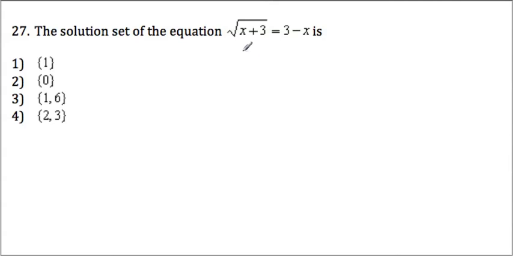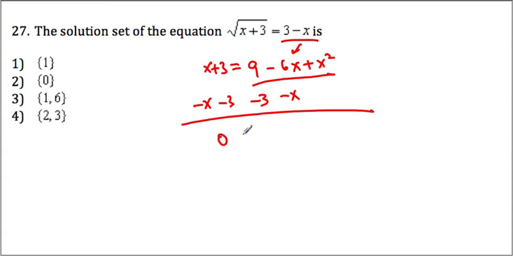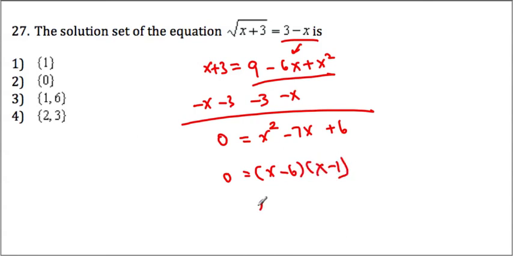Alright, how about here? We can square both sides, then we get x plus 3 equal to 9 minus 6x plus x squared. If you don't get this one from here, make sure you do the FOIL one more time and see if you get it. Negative x and minus 3, and here we get 0 equals x squared minus 7x plus 6, and we know that this can be factored into x minus 6, x minus 1, hence x would have been equal to 6 or 1.